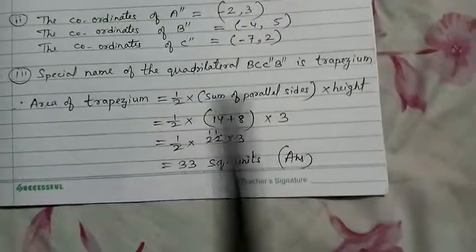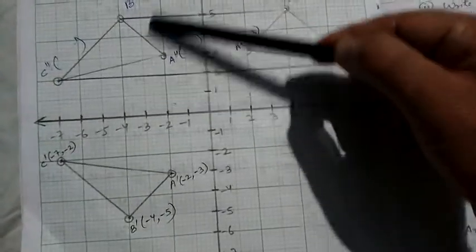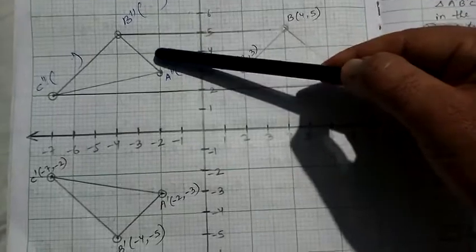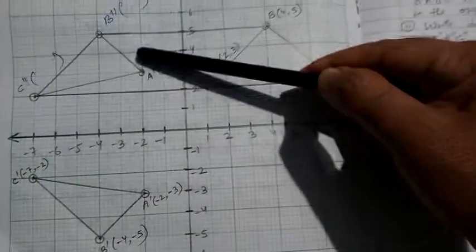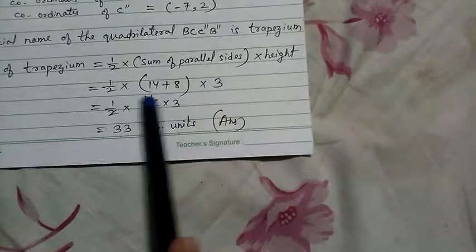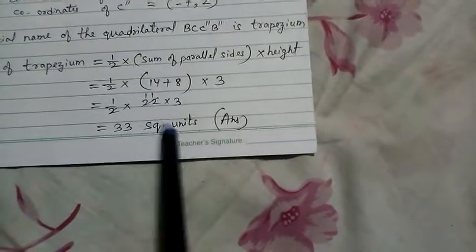14 plus 8 sum into height. Height means the distance between these 2 parallel sides. How many units is it? You can count 1, 2, 3. So the distance between these 2 parallel sides is called height. So it is 3 units. So height is 3. Now half into, add it, 22 into 3. If you cancel this, 11 into 3, 33 square units.